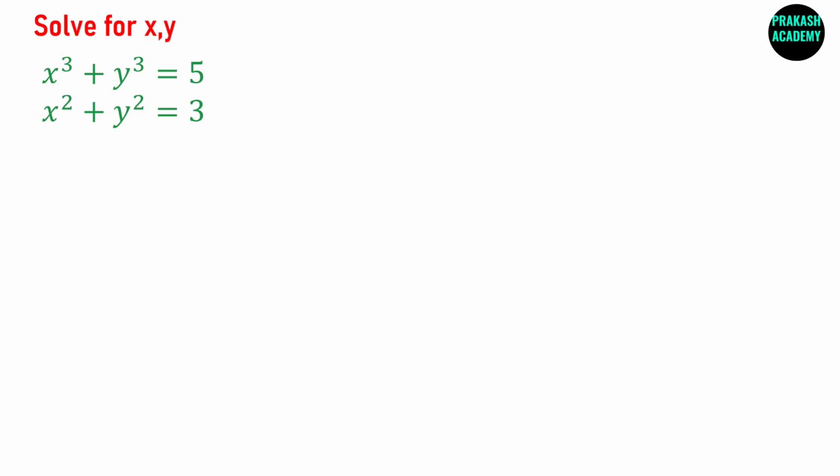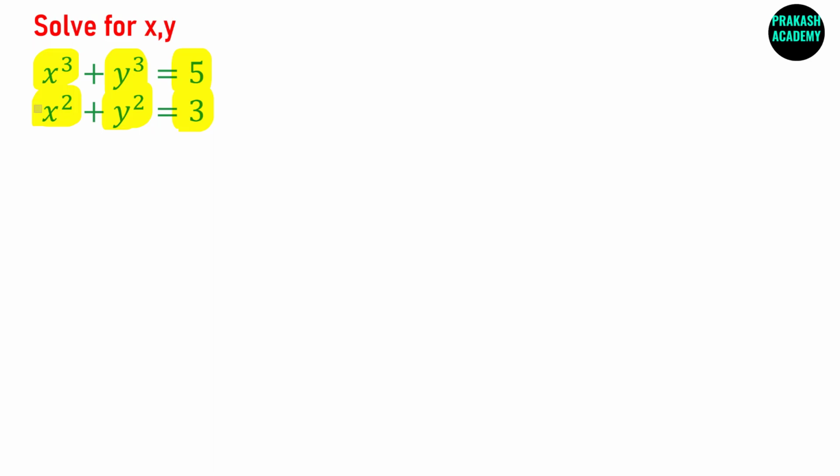So in this problem we have to solve for x and y. Two equations are given. The first is x cube plus y cube is equal to 5 and the second is x square plus y square is equal to 3. So how will you solve this problem?